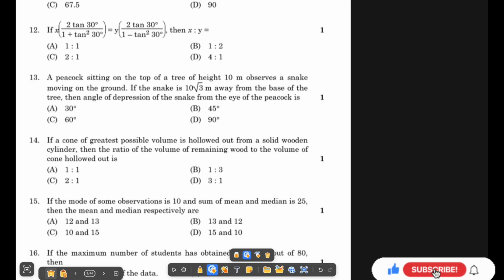So the peacock is on the tree and the tree height is given here. It is observing a snake on the ground. The distance between the snake and the tree is already given. It is 10√3 meters. So we need to find the angle of depression of the snake from the eye of the peacock. Let's draw the situation.